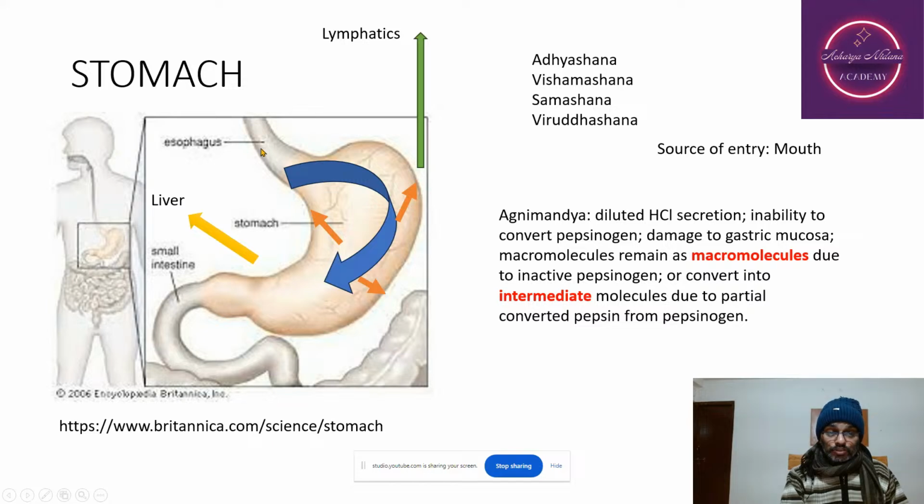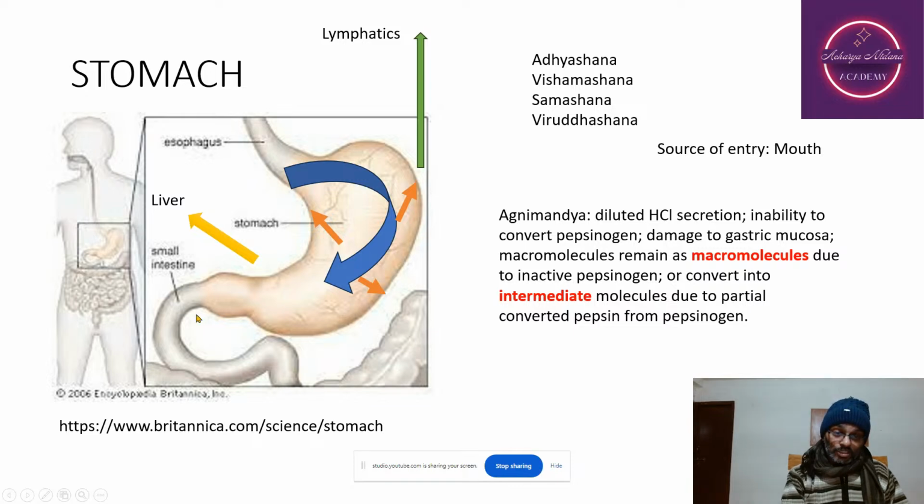First of all, let us take the example of adhyashana. Initially, the person has taken food that is remaining in this particular region. Within a matter of 2 hours, the person is again consuming food. This is responsible for the displacement of already present food in the lower end of the stomach, which are usually considered to be macromolecules or intermediate molecules. And the newly taken food is also usually considered to be macromolecules. They will be getting displaced, and this is responsible for the movement to the distal parts.